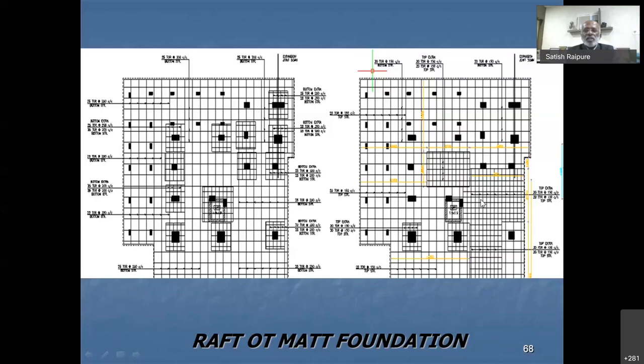To tackle these additional moments, additional reinforcement is provided at the top, and additional reinforcement is also provided at the bottom below the column. Usually it happens that below the column the reinforcement is provided at the bottom, and in the center portion the additional reinforcement is provided at the top. When we design the raft for the bridge foundation, the same case happens there also.